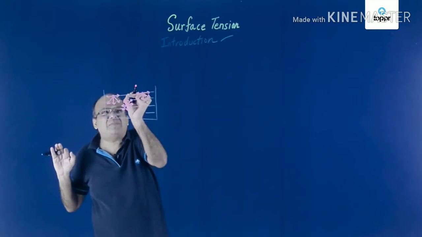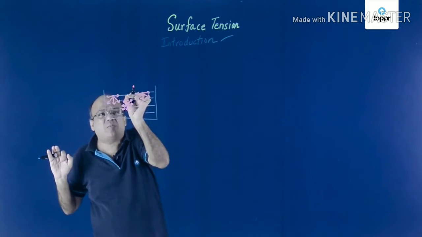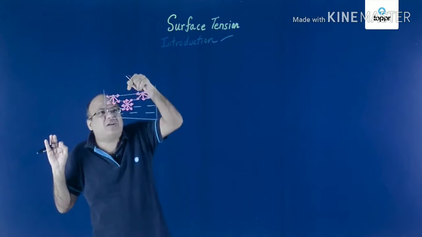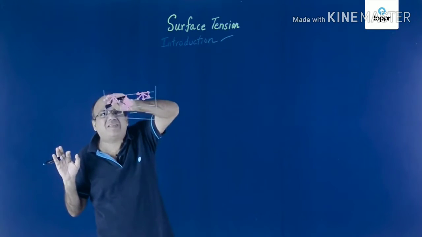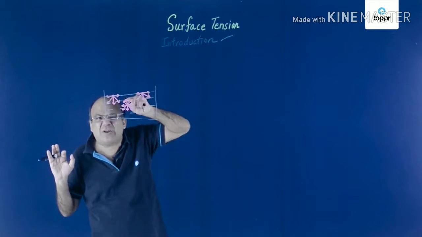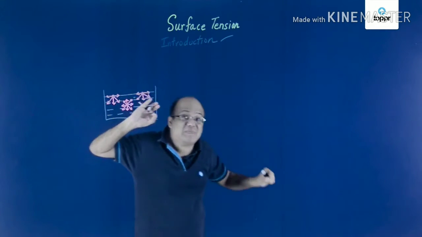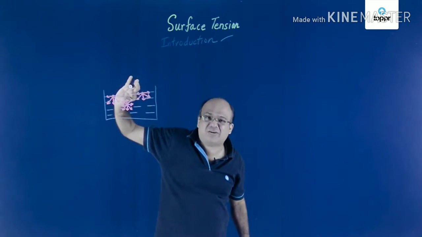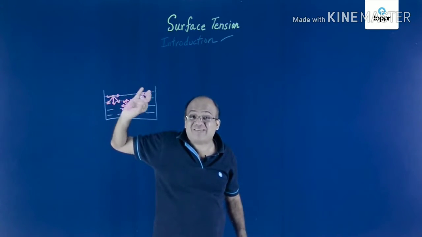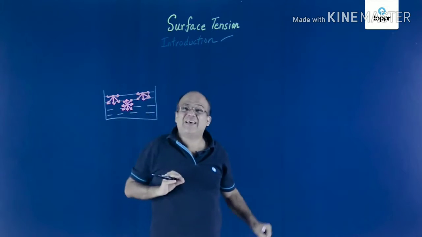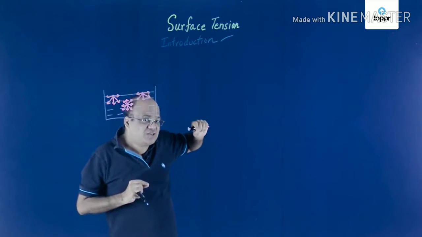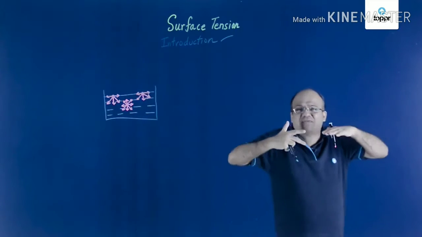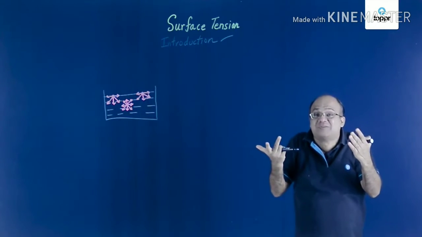See, if you try to keep a small needle on top of water, that does not sink. It goes a little bit in, but it does not sink. So this surface does not want to get disturbed. It is behaving like a stretched membrane. Heavy insects are also able to sit on water because of this surface tension. Because of this surface tension, the free surface of a liquid tries to become as small as possible.